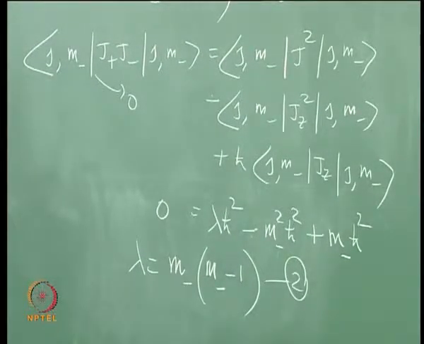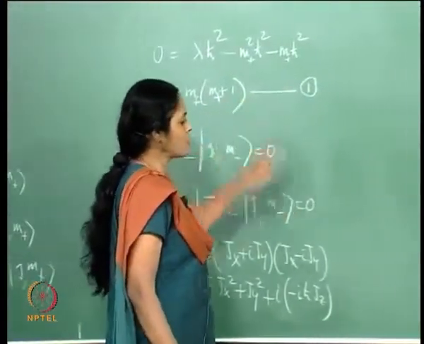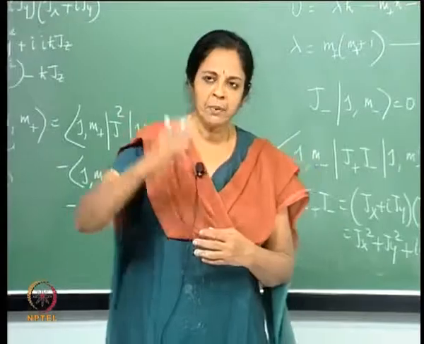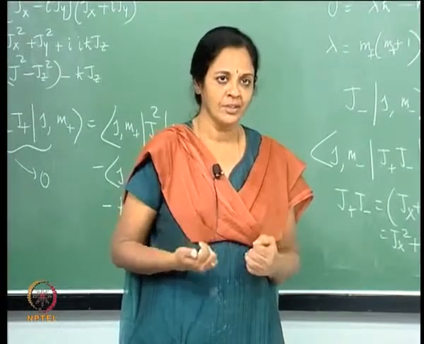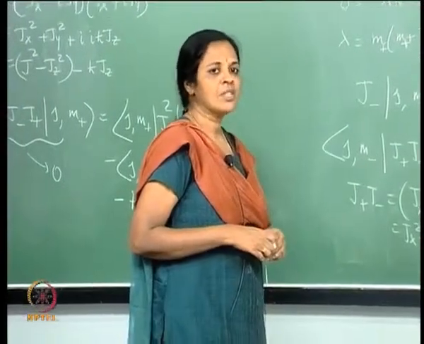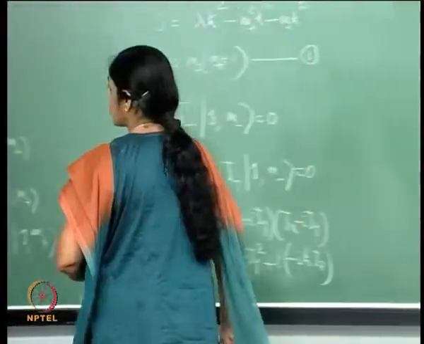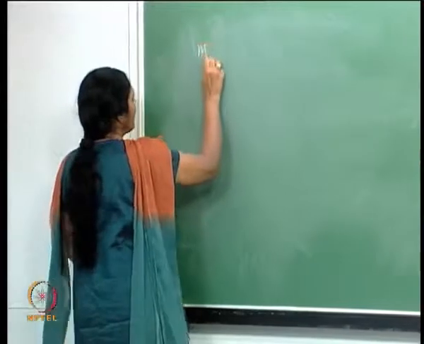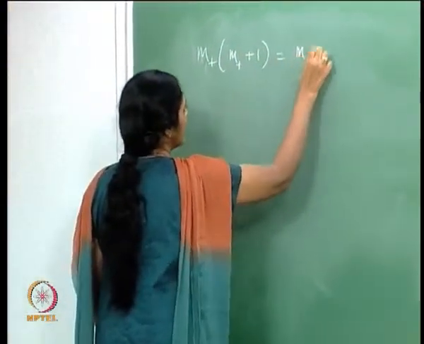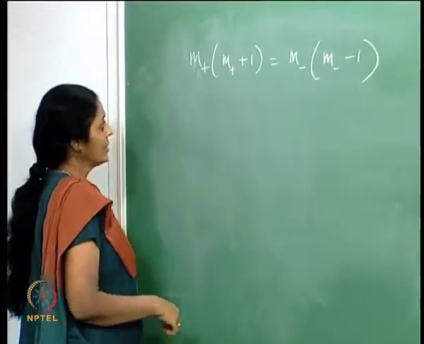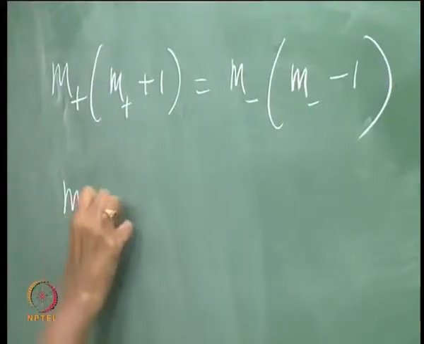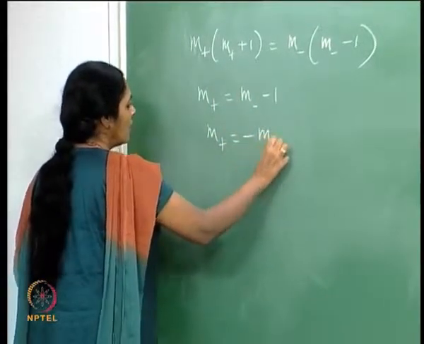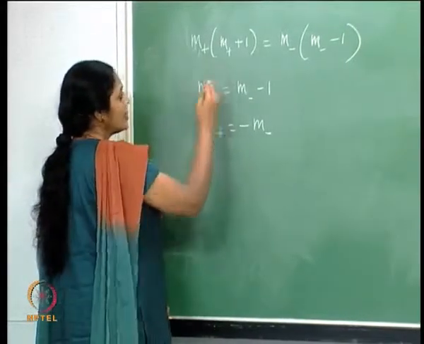So, I have two descriptions of lambda. Lambda is m plus times m plus plus 1. It is also equal to m minus times m minus minus 1. I emphasize that m plus is the higher bound on the value that m can take for a given j, and m minus is the lowest value that m can take for the same value of j. Since these two are equal, I have m plus times m plus plus 1 is equal to m minus times m minus minus 1. Well, this tells me the following. I can have one of two solutions. I can have m plus is m minus minus 1. Certainly that is satisfied, or m plus is equal to minus m minus. This is another possibility.